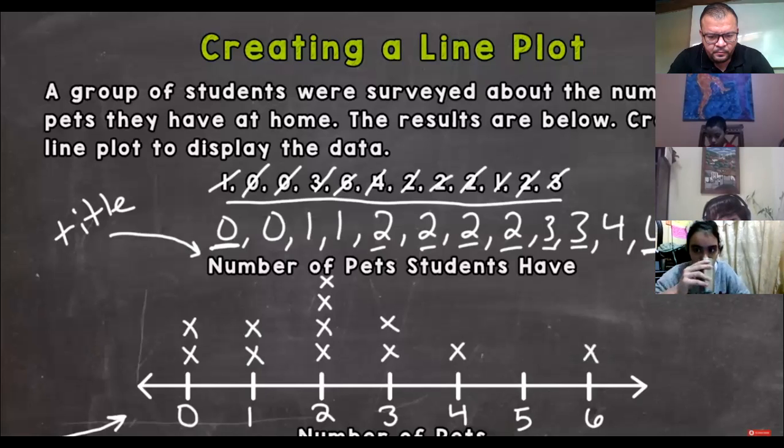Now that line plot includes all of our students and all of the data that we need to include. So we would be done. We have a title, and we also labeled what the numbers mean on the bottom of our number line. So here we would be done with this line plot.